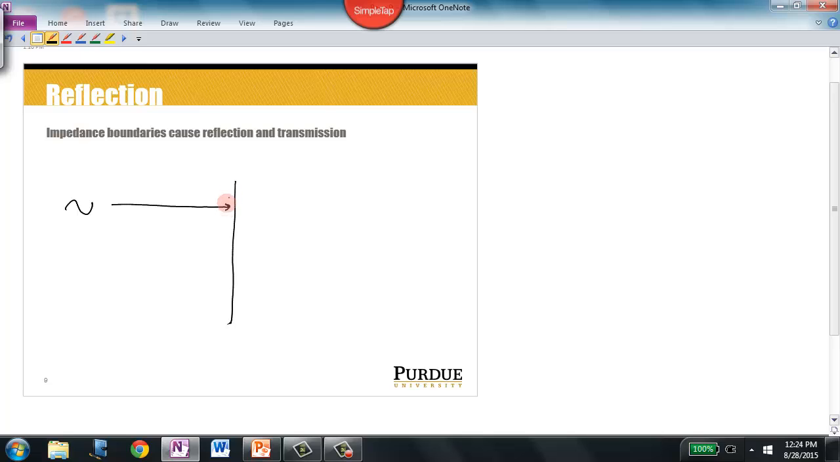traveling from left to right, and it's in some material with a characteristic impedance of Z1, and it reaches a boundary where this new material has a characteristic impedance of Z2, what's going to happen is that some of it is going to get transmitted through, and some of it is going to get reflected. So we've got two components, the reflected wave and the transmitted wave.